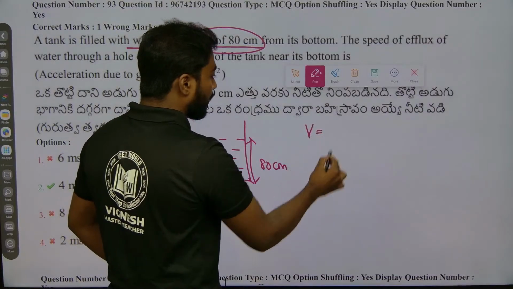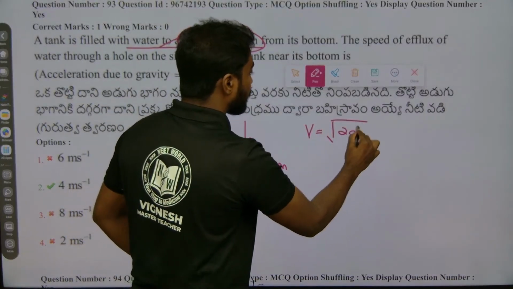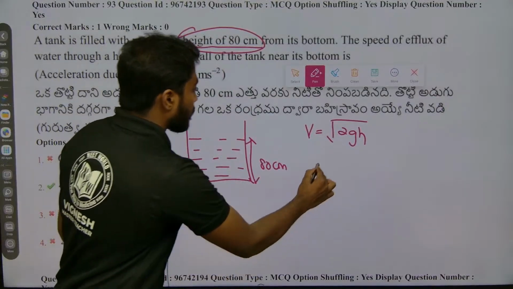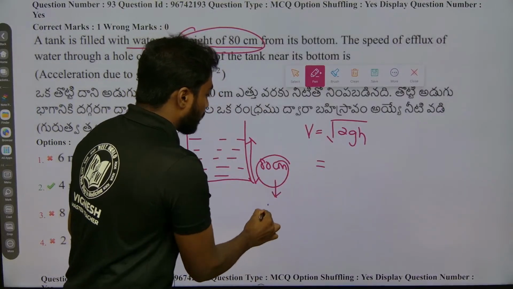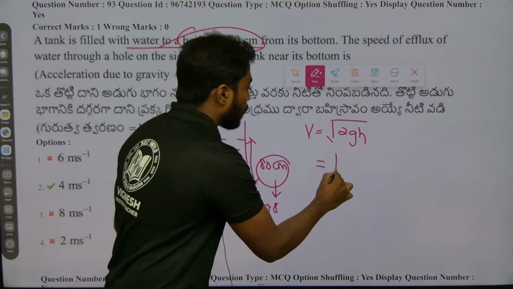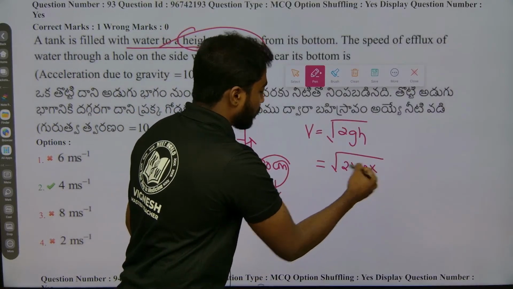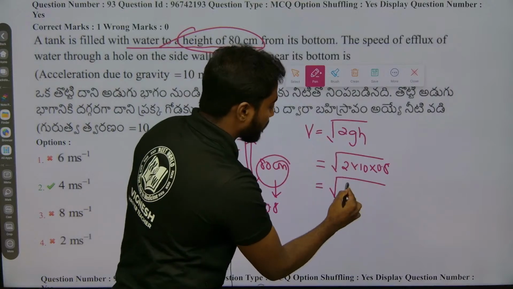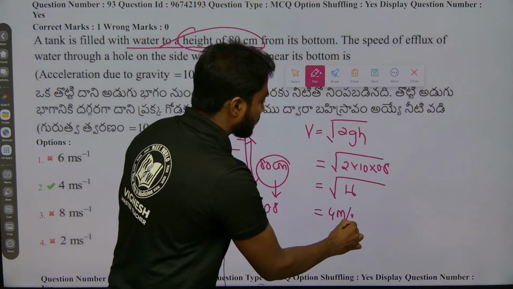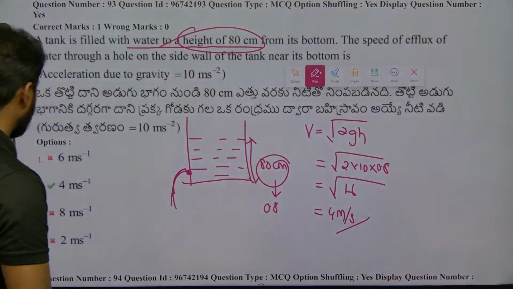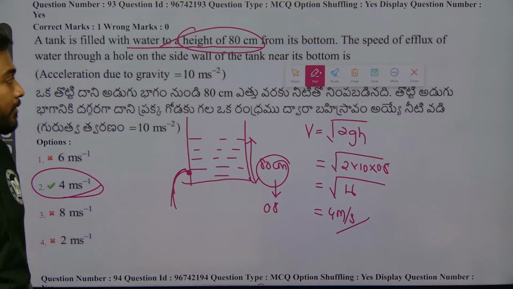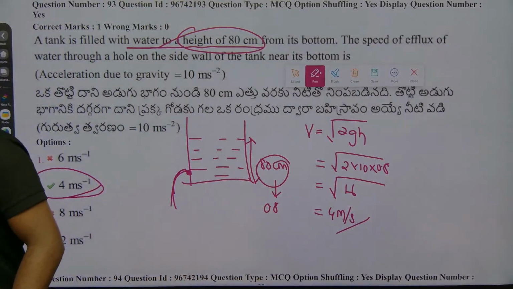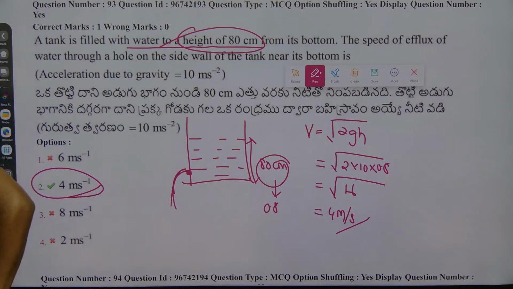So speed V is equal to root over 2gh, the direct formula is there. Now I need to change it to meter, 0.8. Root over 2 into 10 into 0.8, which is nothing but root 16. So 4 meter per second is the answer. Yeah, 4 meter per second is the answer, guys.